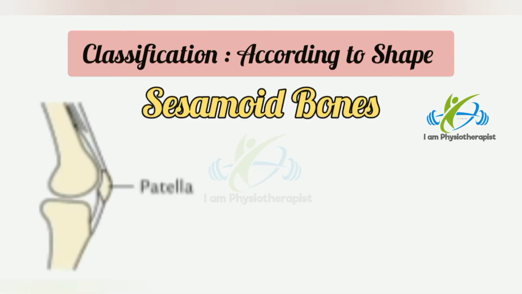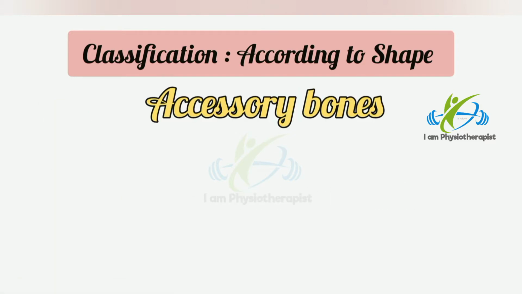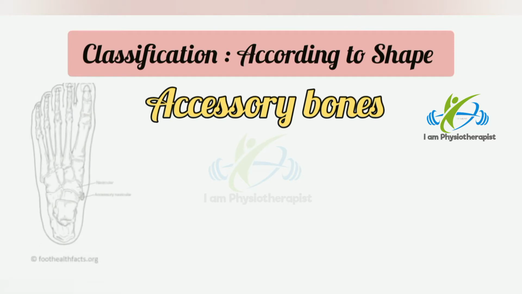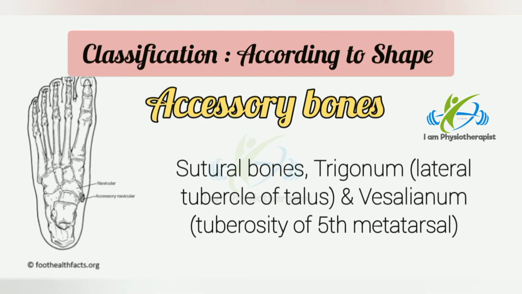Sesamoid bones. These are bony nodules found embedded in the tendons or joint capsules. Examples include patella and pisiform. Accessory bones. These are not generally present in the body, and sometimes are confused with fractured bone. Examples include sutural bones. Lateral tubercle of talus is called os trigonum, tuberosity of fifth metatarsal is called os vesalianum.